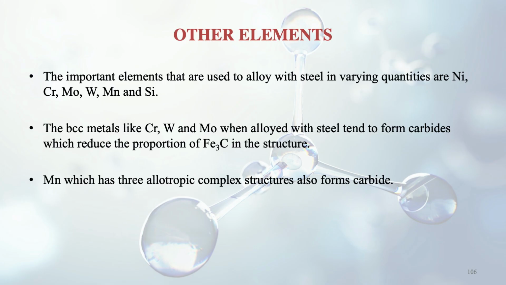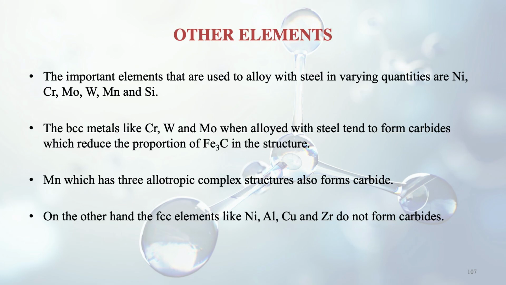Manganese, which has 3 allotropic complex structures, also forms carbide. So like chromium, tungsten and molybdenum, manganese also goes through the same process. Whereas there is a difference with the face centered cubic elements. Earlier we had discussed body centered ones, chromium, molybdenum and tungsten, and now we are discussing the face centered. These are nickel, aluminum, copper and zirconium.